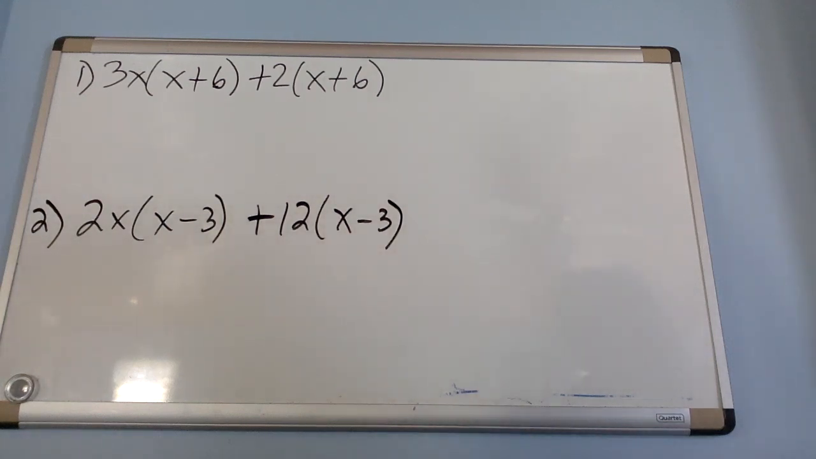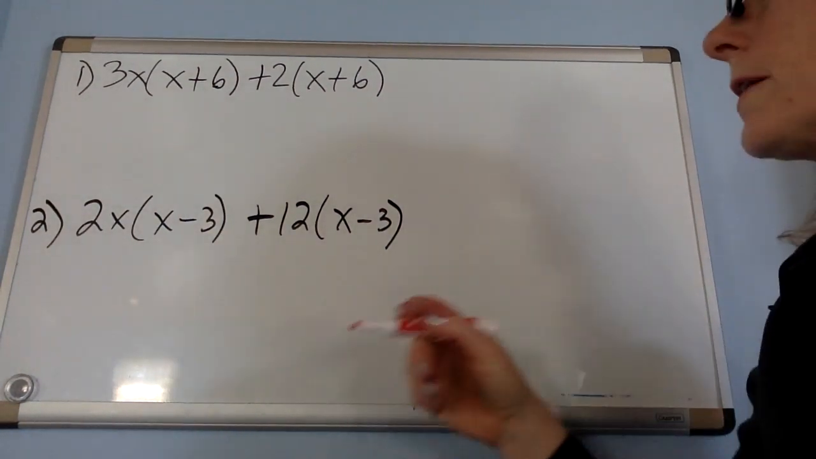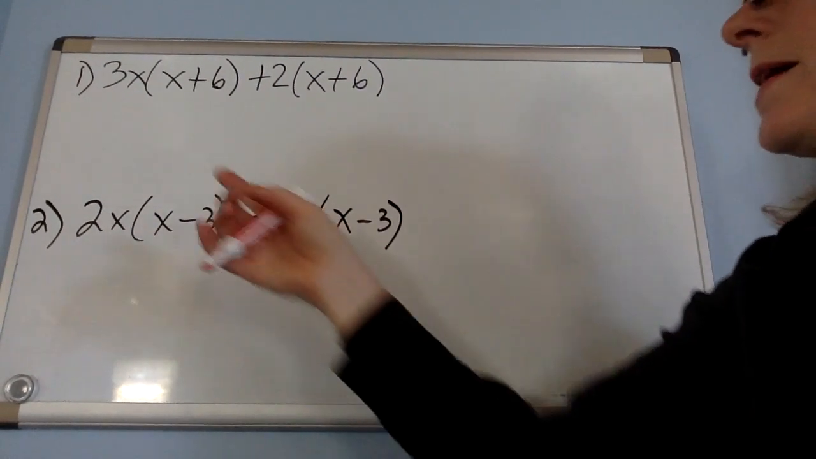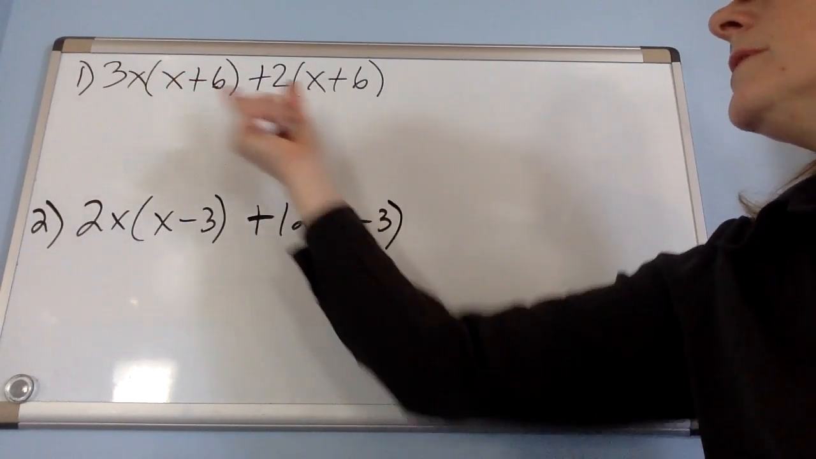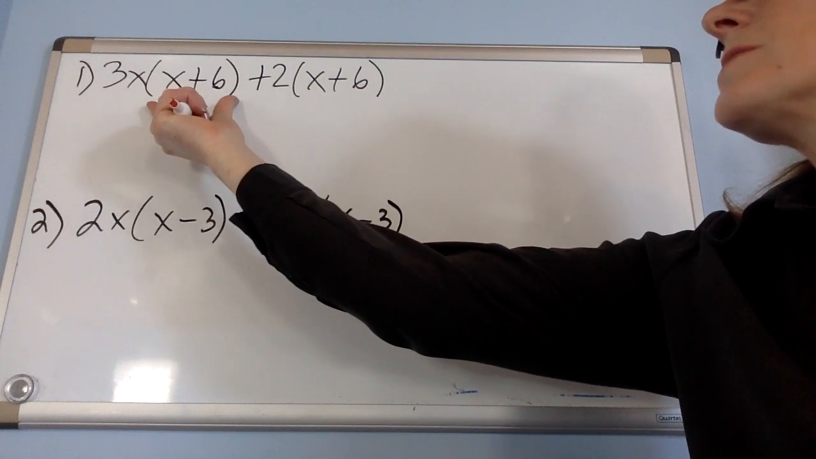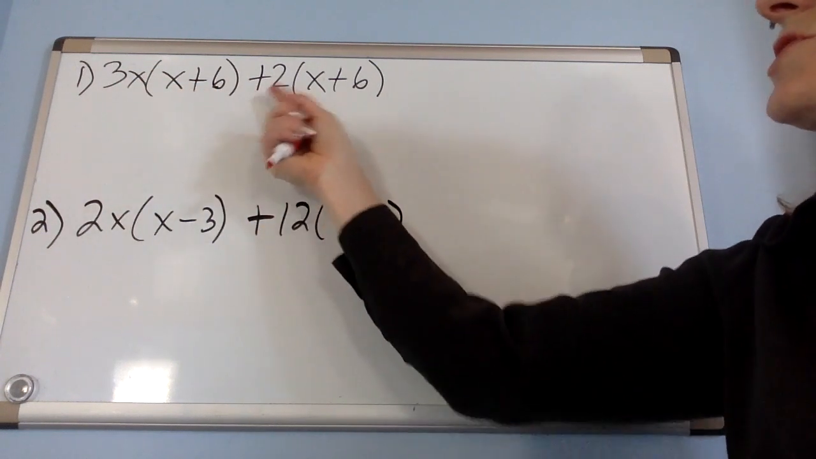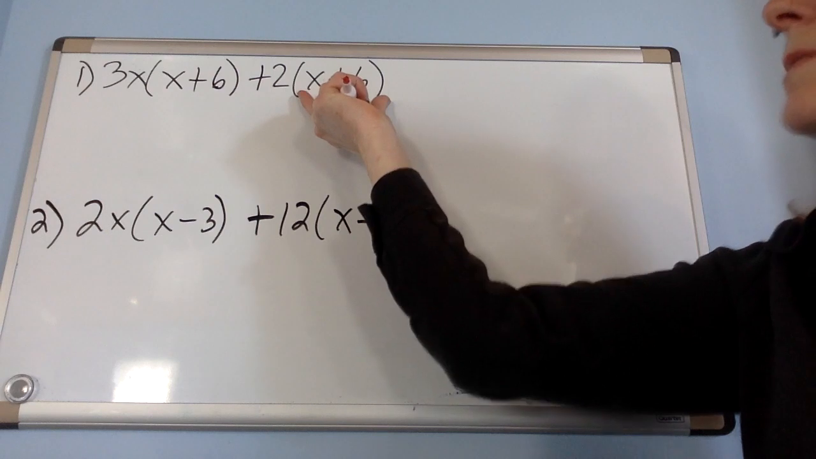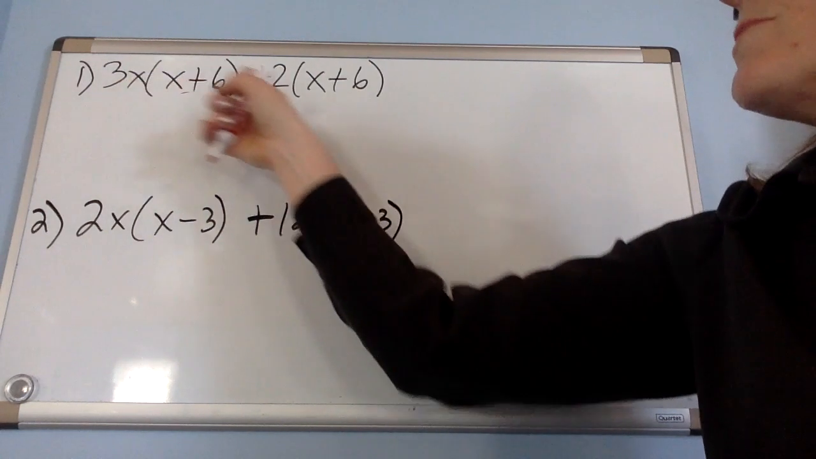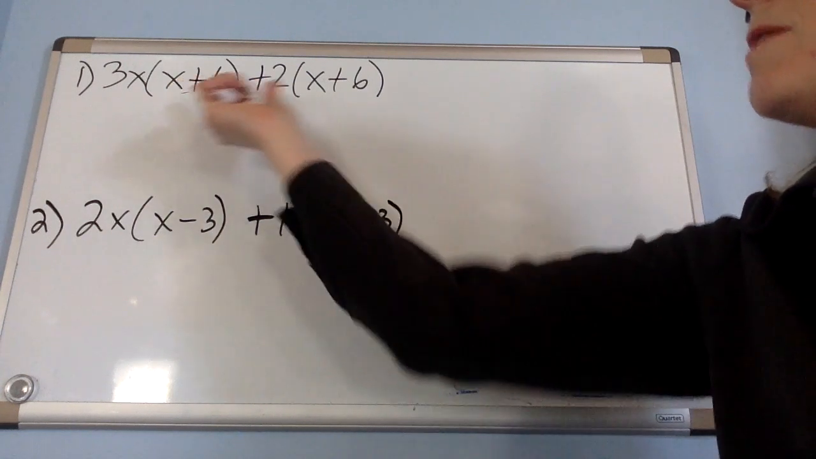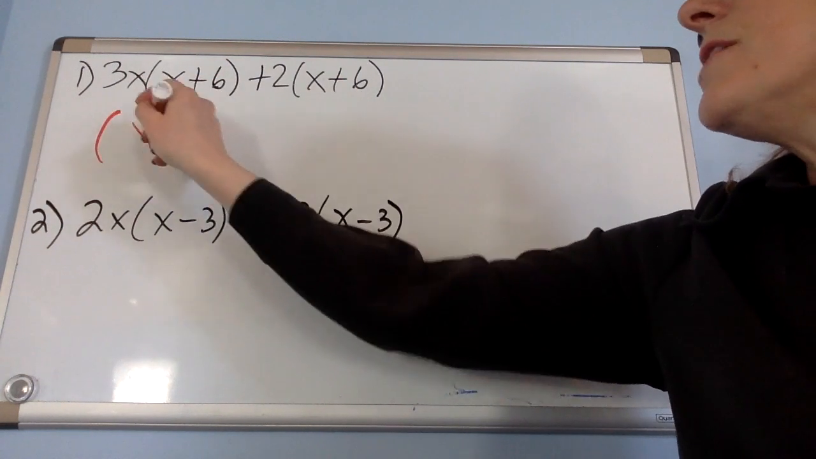Okay, let's go through some of the problems on the homework. You may have noticed that the first couple of problems have a common factor. In this problem, 3x is getting multiplied by x plus 6, and then positive 2 is also getting multiplied by x plus 6. So this x plus 6 is a factor of both 3x and positive 2. It's our common factor. Bring that here first.